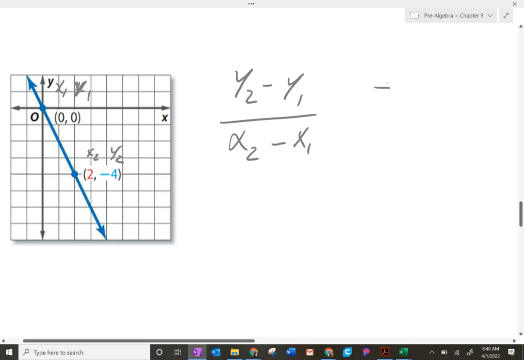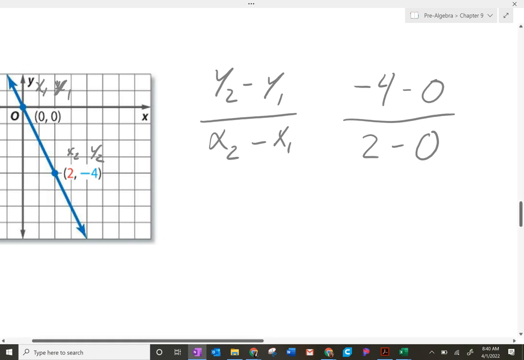Negative 4? Yep. What's my y1 value? So negative 4 minus 0 over, what's my x2 value? Positive 2 minus, what is my x1 value? 0. Perfect. I have all my numbers in. Now I just get to put stuff together using the algebra.